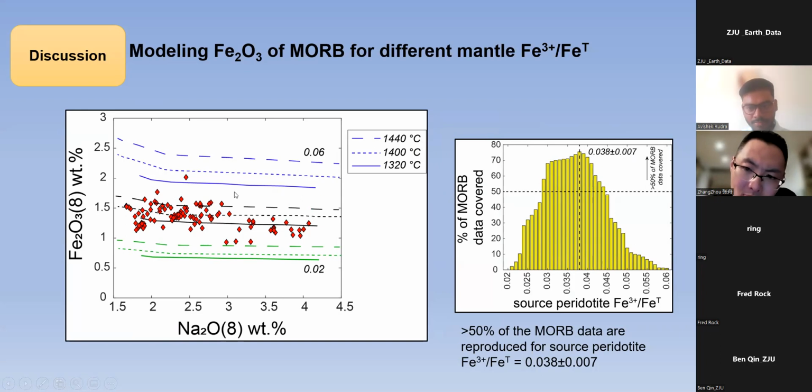So essentially what it means is that for 3 different potential temperatures and a source ferric iron concentration of 0.038, that covers the maximum amount of natural MORB data that we have. So that is, at the moment, the most likely value of ferric iron content of the upper mantle that is generating the basalt results.